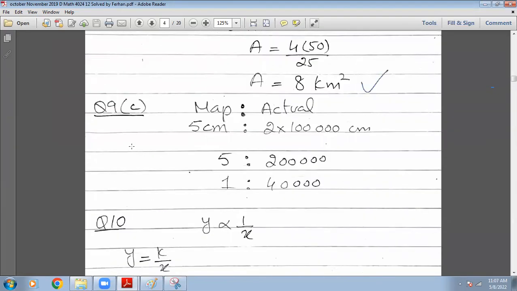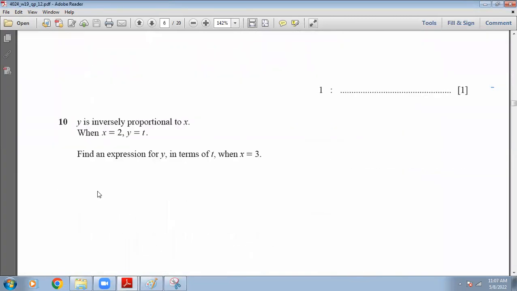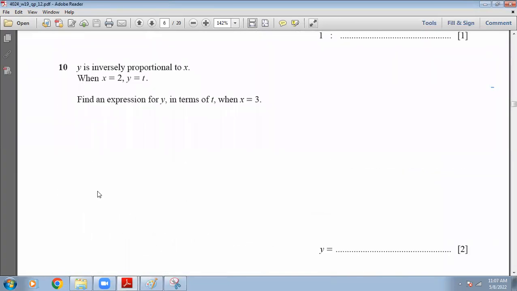Okay, so we are going to the next question. This was question number 9, C part. Hopefully you understand. The next question is question number 10. He says, y is inversely proportional to x. When x equals 2, y equals t. Find an expression for y in terms of t when x equals 3.